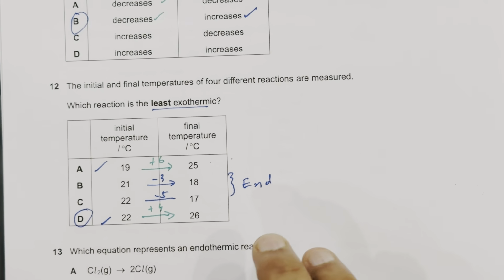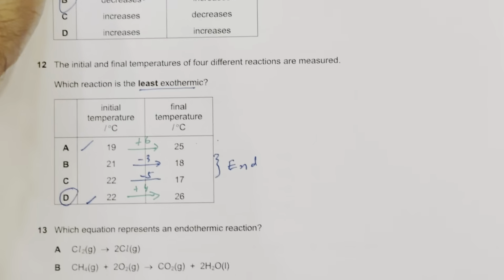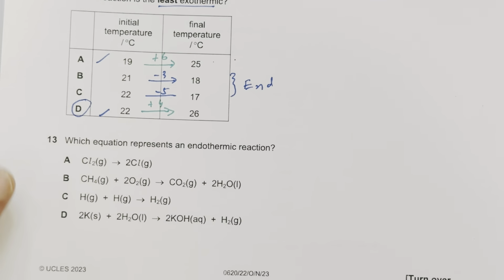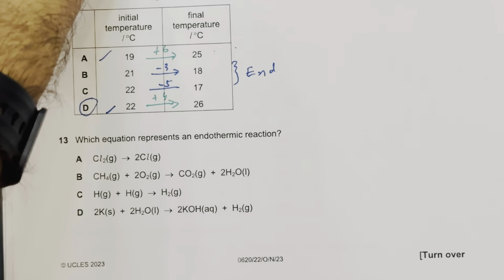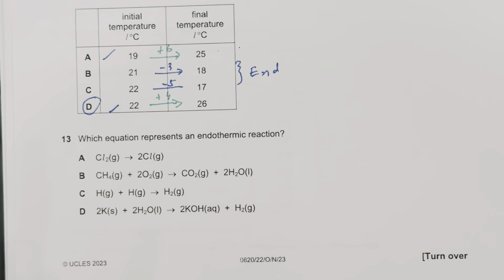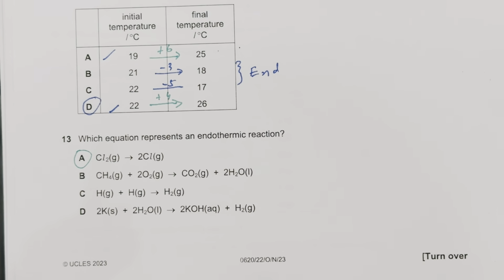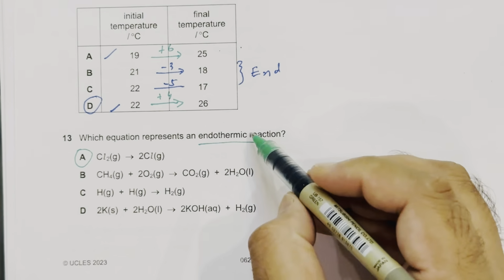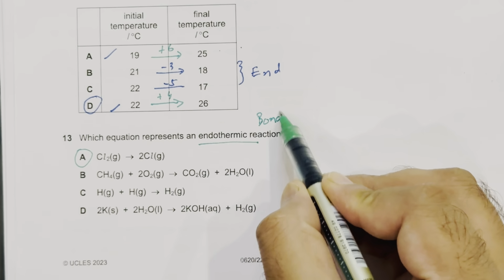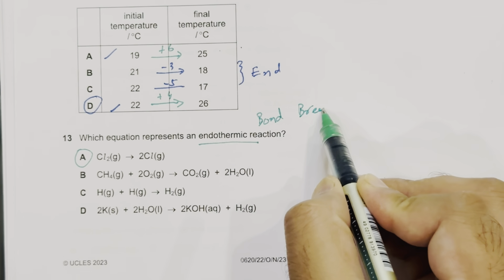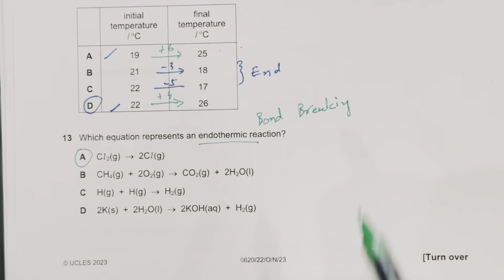Moving to question number 13. Which equation represents an exothermic reaction? Okay. Option number A, chlorine gas is converted into chlorine atoms, because energy is absorbed during bond breaking, and we know that bond breaking is an endothermic process, so this was an easy option, so option number A is the right option.